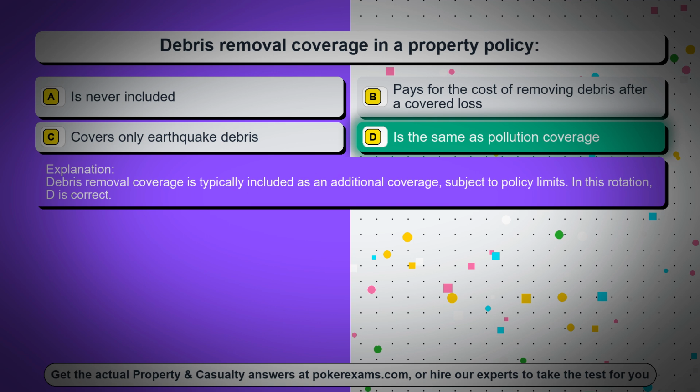Debris removal coverage is typically included as an additional coverage, subject to policy limits. In this rotation, D is correct.